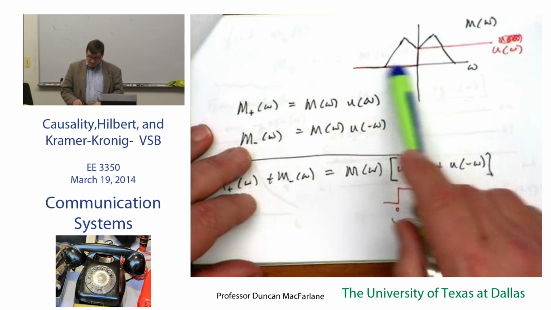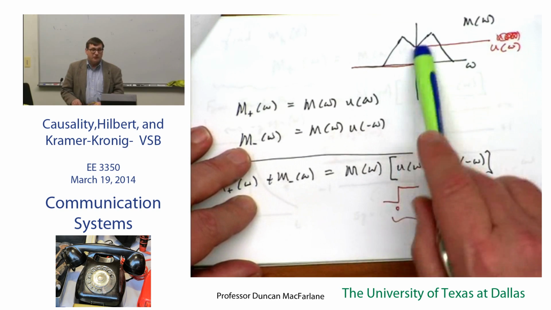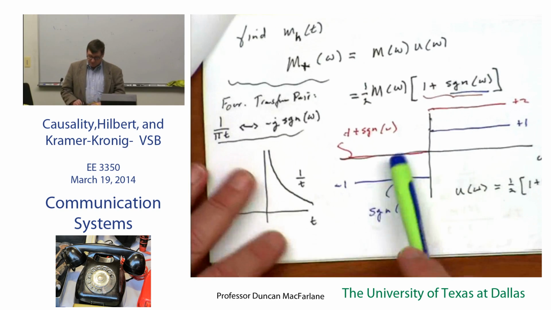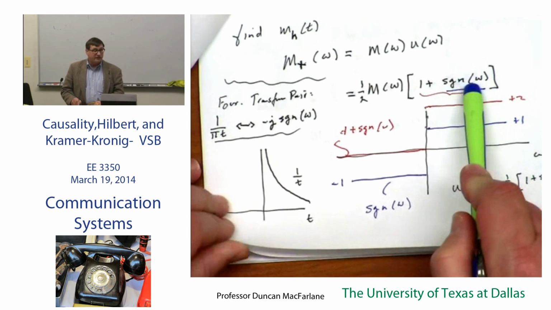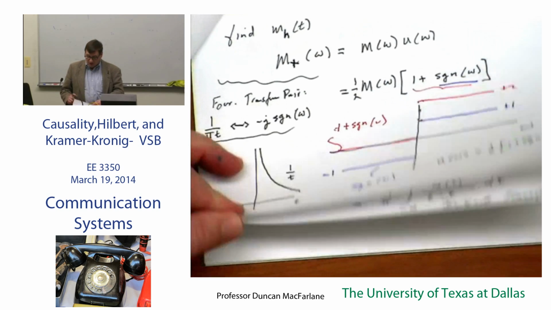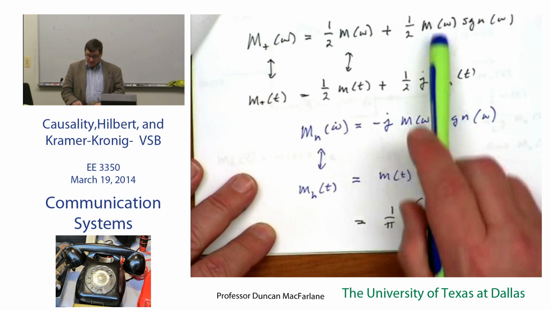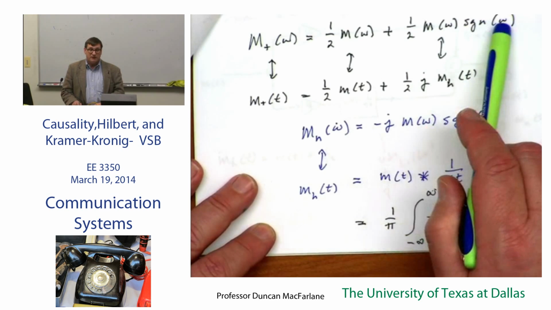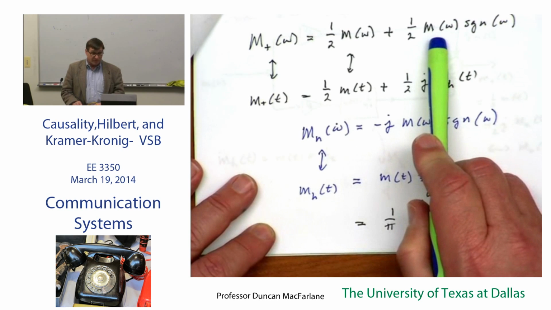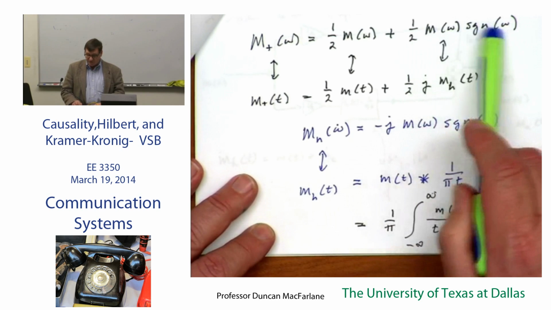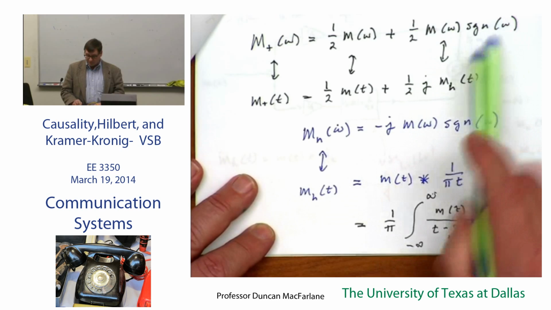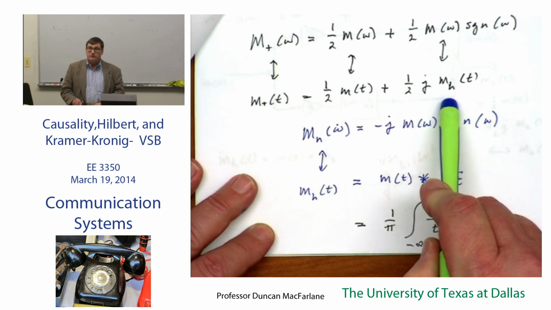You go through that. You use your step function. You turn your step function into a signum function. Now you recognize the signum function. You recognize a product in the frequency domain of M of omega, the Fourier transform of the message signal, with that signum function. You recognize that the inverse Fourier transform of that is exactly what we're looking for, which is the complex part of M plus of T, the Hilbert part.